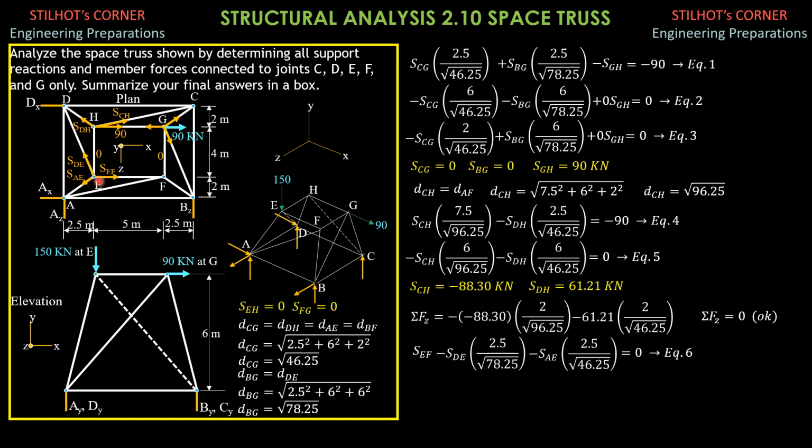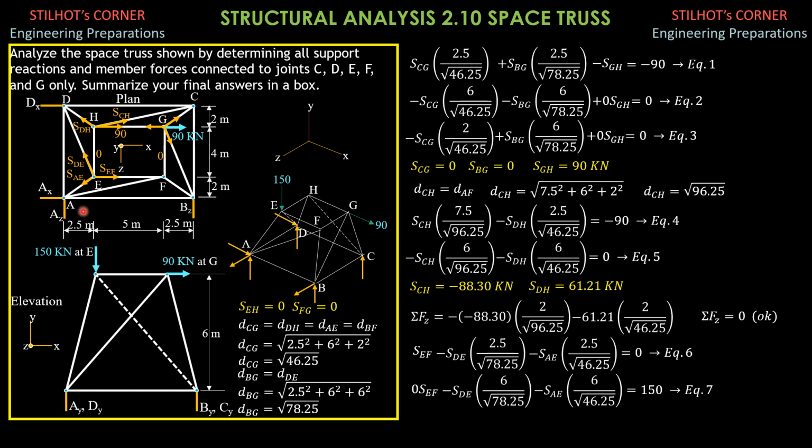Summation forces Y equals 0. SEF is horizontal, so it is 0 SEF. Then SDE is going down, so minus SDE times 6 over square root of 78.25, where 6 is the Y component of the distance of SDE. SAE, the Y component of distance is also 6, going down also, so minus SAE times 6 over square root of 46.25. Take note that there is a downward load of 150 at E, so minus 150 equals 0. Transpose minus 150 to the right, equals 150, equation 7.